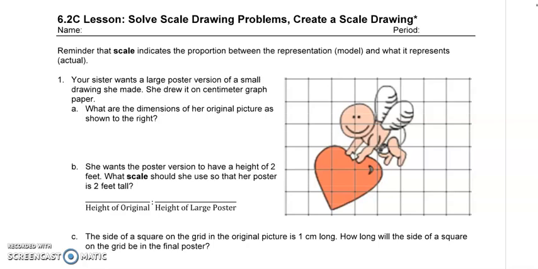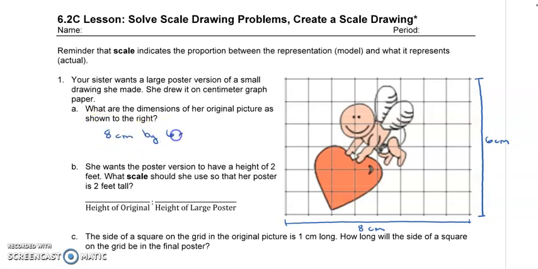So number one, your sister wants a large poster version of a small drawing she made. She drew it on centimeter graph paper. What are the dimensions of her original picture as shown to the right? So I'm going to count up the number of boxes so that I can find my dimensions. And I find out that this right here is 8 centimeters. So then from here down to here, I count those up, and that's 6 centimeters. So I'm looking at 8 centimeters by 6 centimeters.